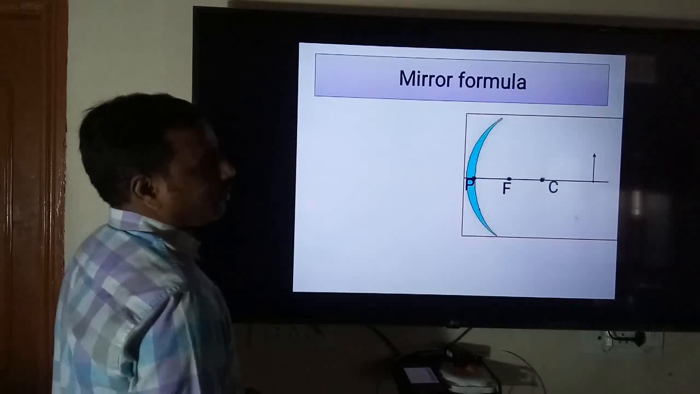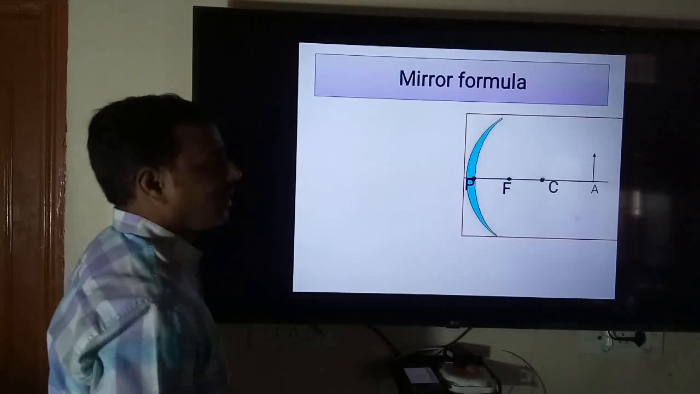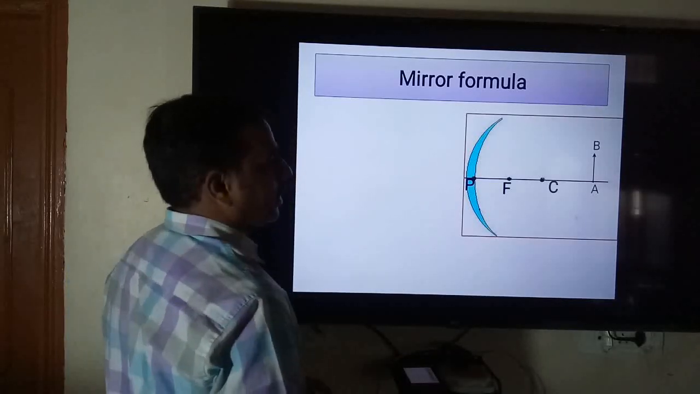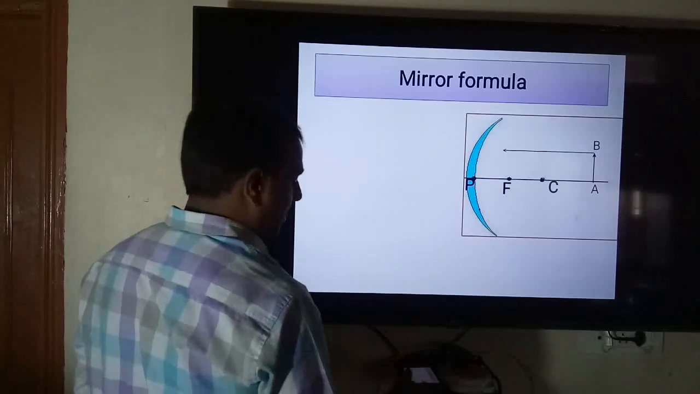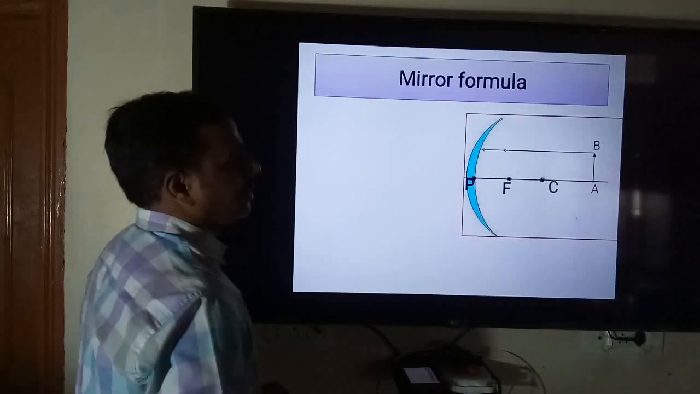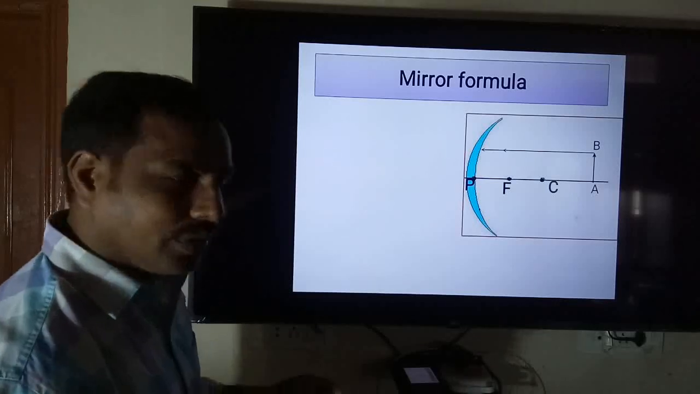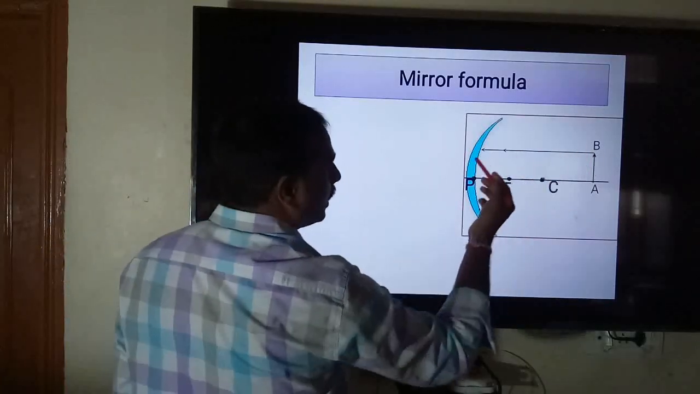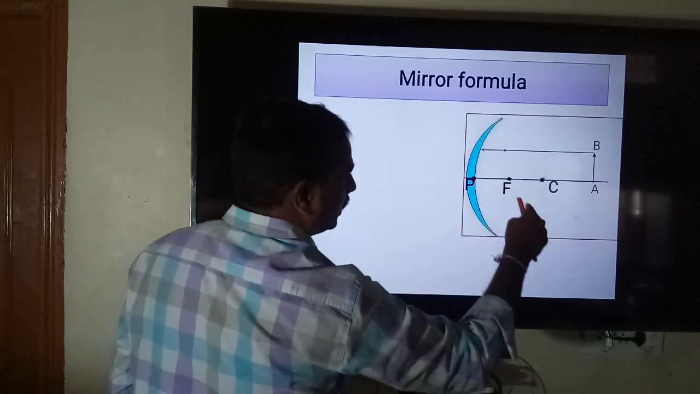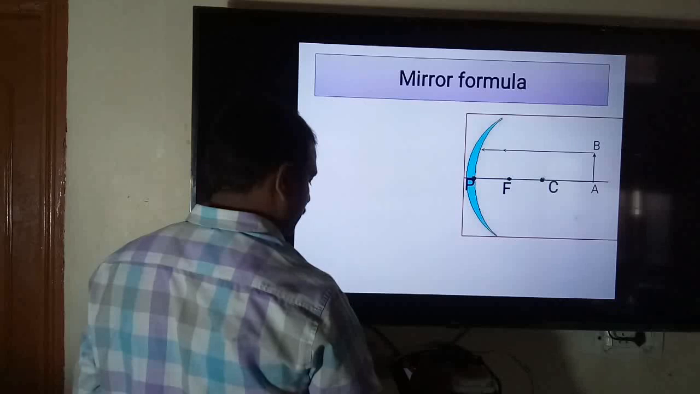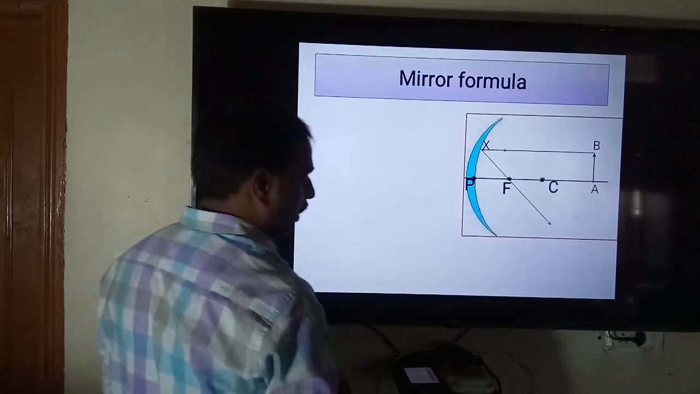Now we are going to place an object at A. See that AB is the object. From AB, a ray is passing towards the mirror. See, this ray is parallel to the principal axis. As per the rules of ray diagram, a ray which is parallel to the principal axis, if it falls on the mirror, after reflection passes through the focus. Yes, see, it meets at X and it is passing through the focus after reflection.